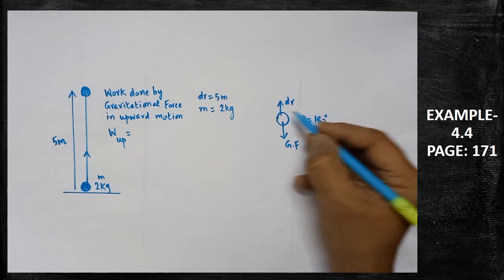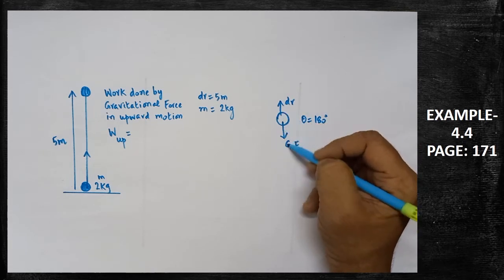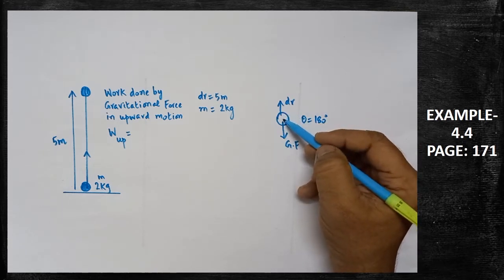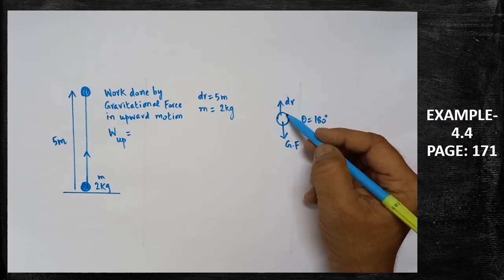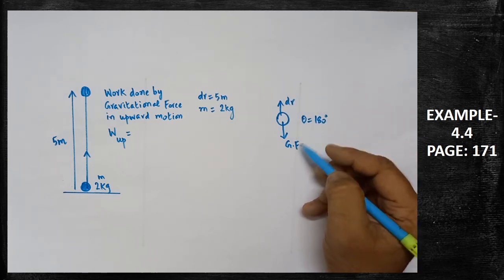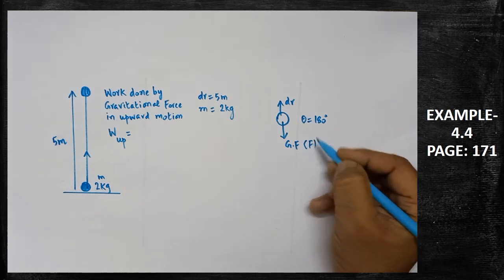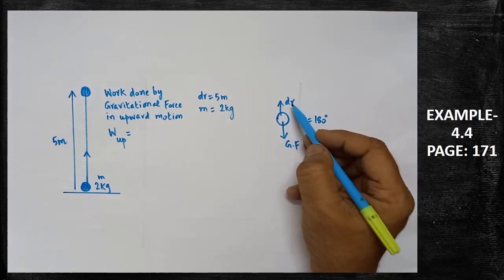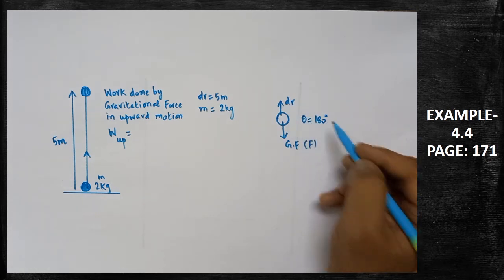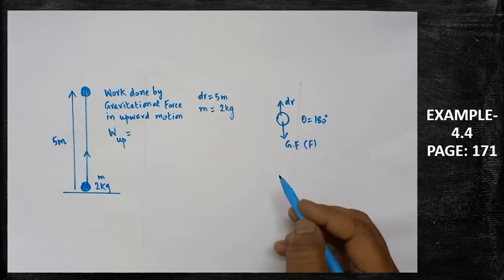Are you clear? The gravitational force is acting in the downward direction. The body moves in the upward direction, so the displacement is upward. The angle between the force and the displacement is 180 degrees. This is the most important point.